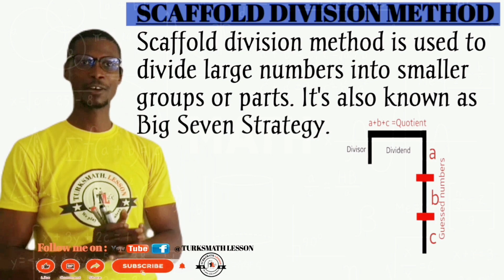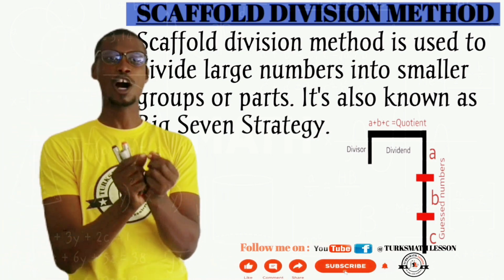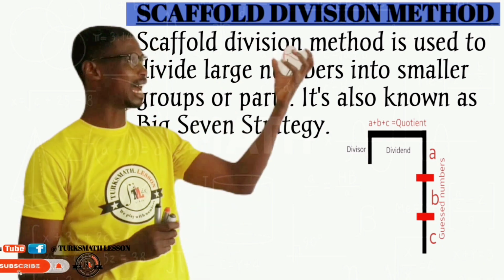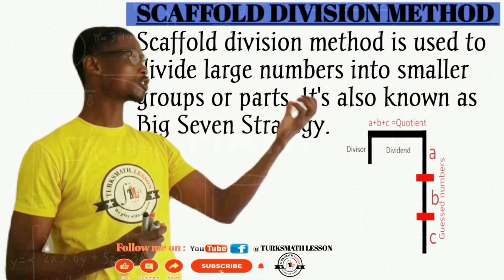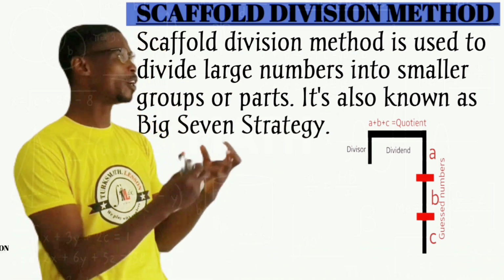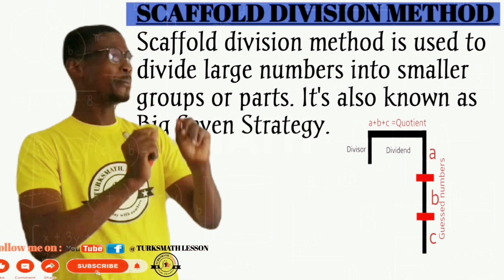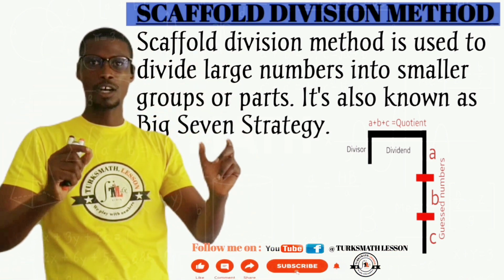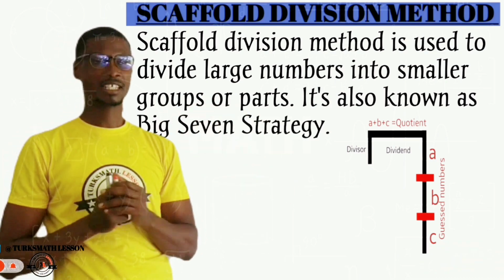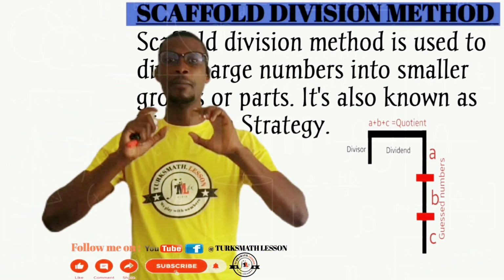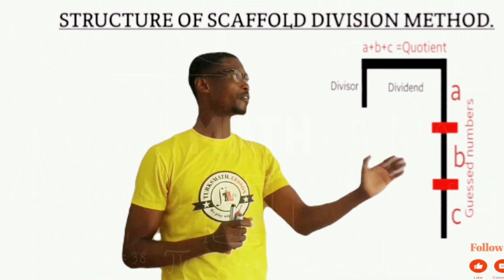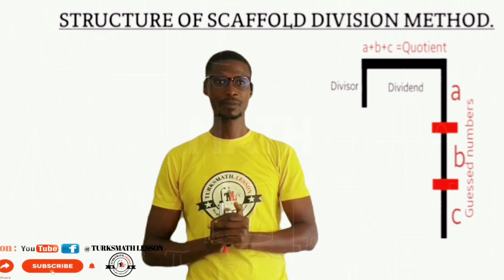Very good. The scaffold division method is also known as what? The big seven strategy, as you have it on the slide. And why do we call it the big seven strategy? Because the structure that we use looks like seven. That is why we call it the big seven strategy. Now let's move on to the structure of the scaffold division method.